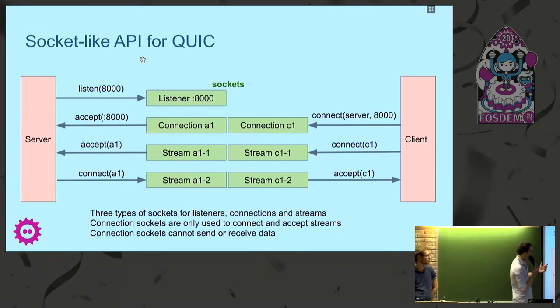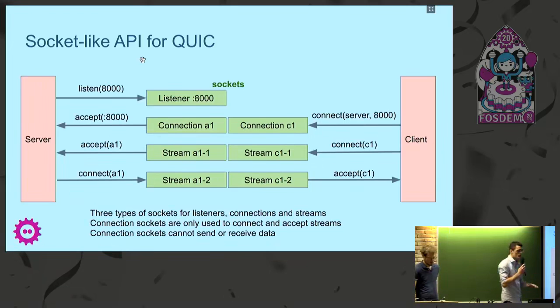So in order to open a stream, we modified a bit the connect call to be able to pass a reference to a connection. And both the client and the server also need to accept streams. So like you would accept on a listener, you can accept on a connection. This is a bit weird, but we think this allows to closely map the QUIC concepts to what you would expect from a socket API. So the connection sockets are only used to manage streams, accept and connect them. They cannot send and receive data. For that, you need actual streams.